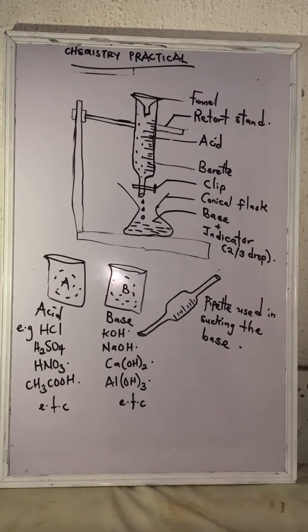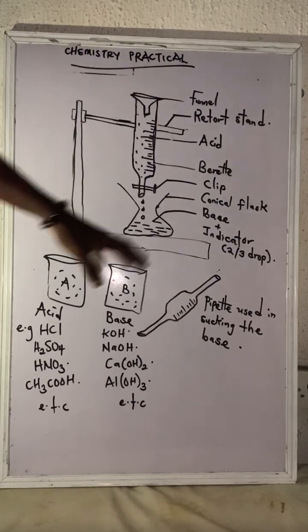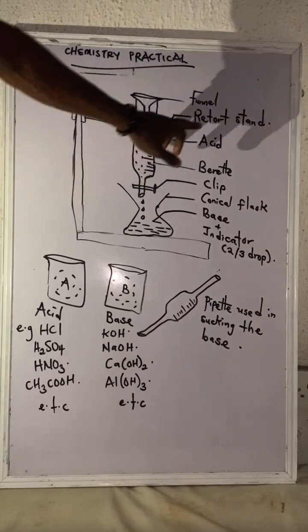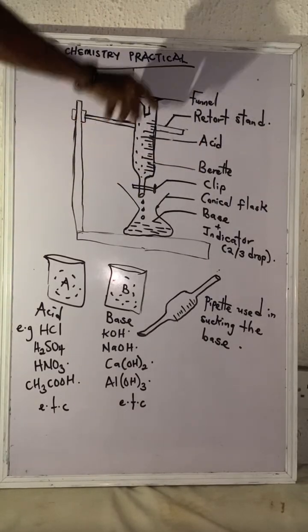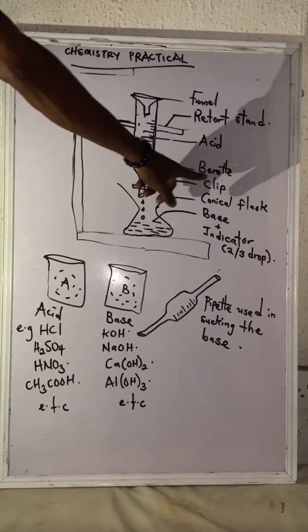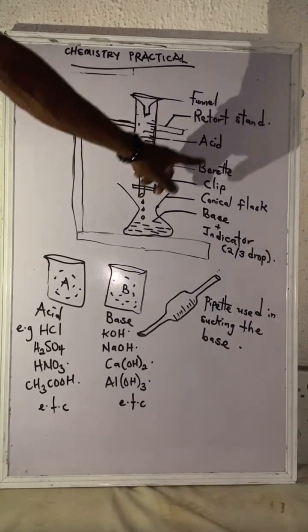Okay, so this is a titration setup. This is how the setup is going to look when you are doing your real experiment. This is the little stand I was talking about. This is the funnel that is put inside the burette. And this is the burette. This burette, there is an acid inside. You see, inside the burette there is an acid.